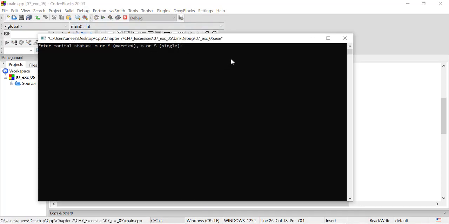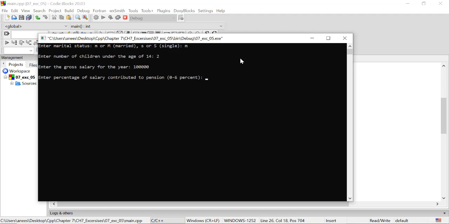Right here, I'm going to write in that I am married, and 2 of them are under the age of 14. The gross salary is also 100,000. Let's say 4%, and my tax for the year is 23,510.